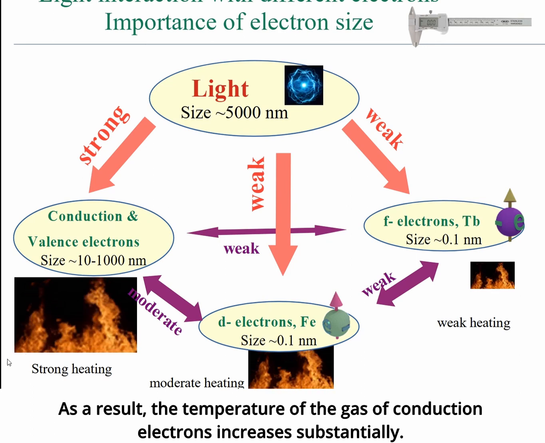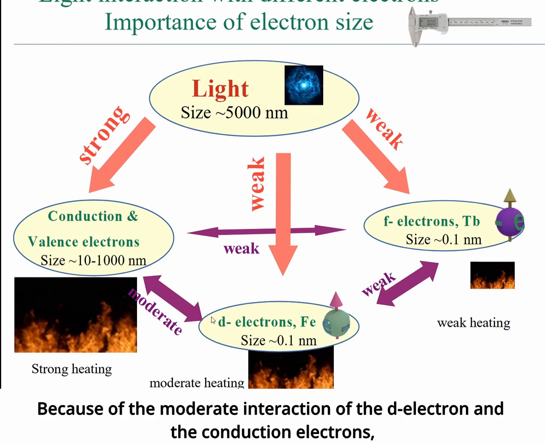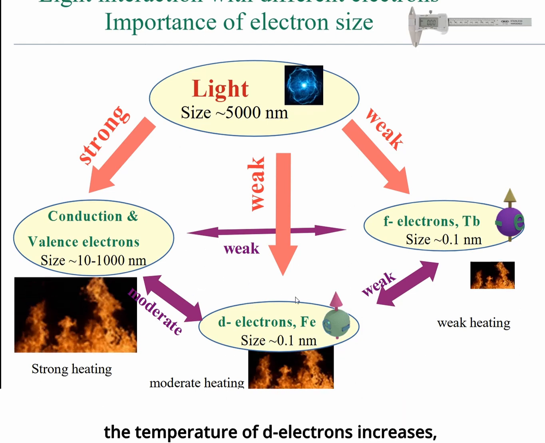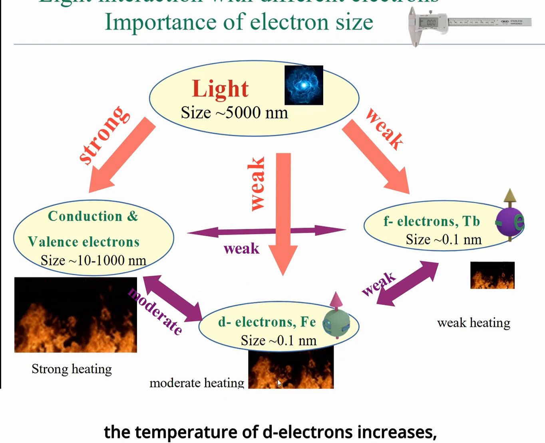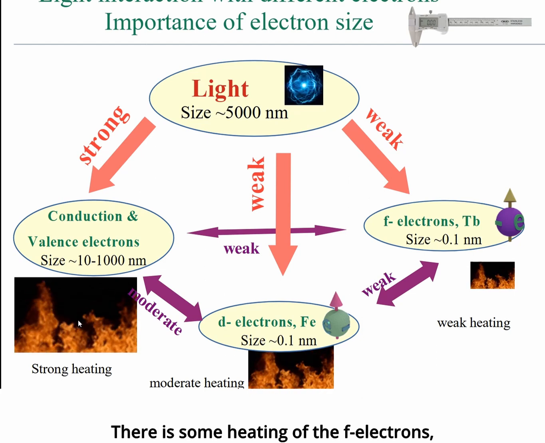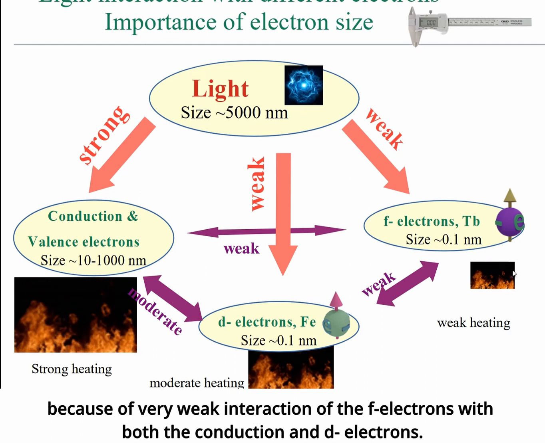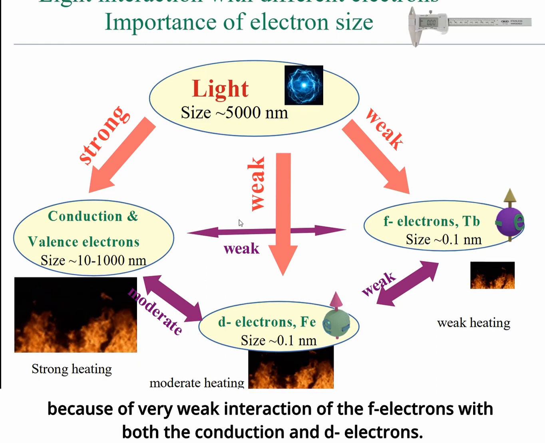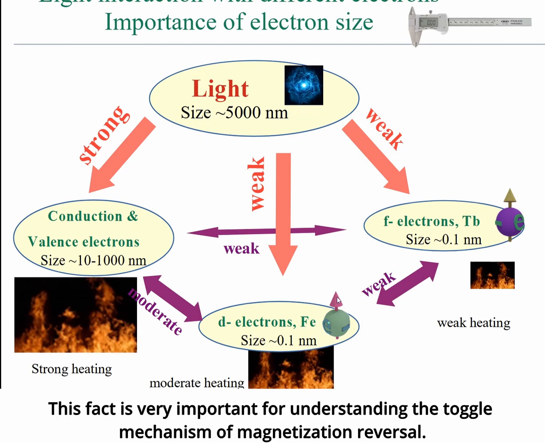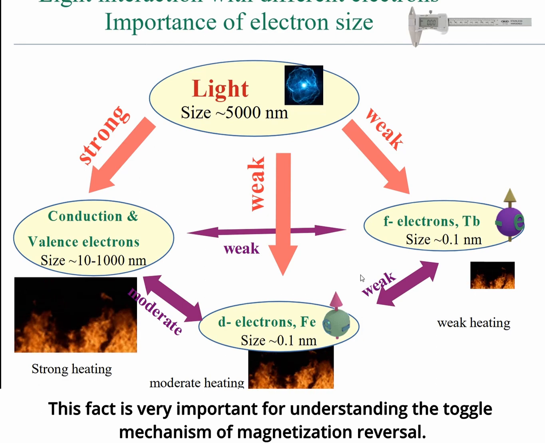As a result, the temperature of the gas of conduction electrons increases substantially. Because of moderate interaction of the d electrons and conduction electrons, the temperature of d electrons increases, but not as much as the temperature of the conduction electrons. There is some heating of the f electrons, but it is very weak because of very weak interaction of f electrons with conduction electrons and d electrons. This fact is very important for understanding the toggle mechanism of magnetization reversal.